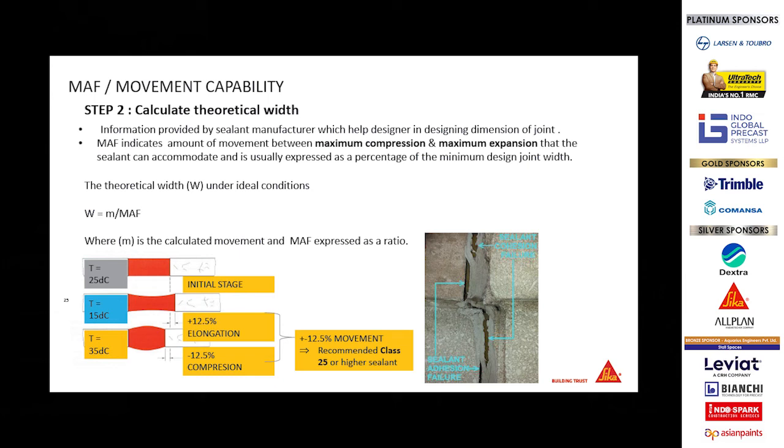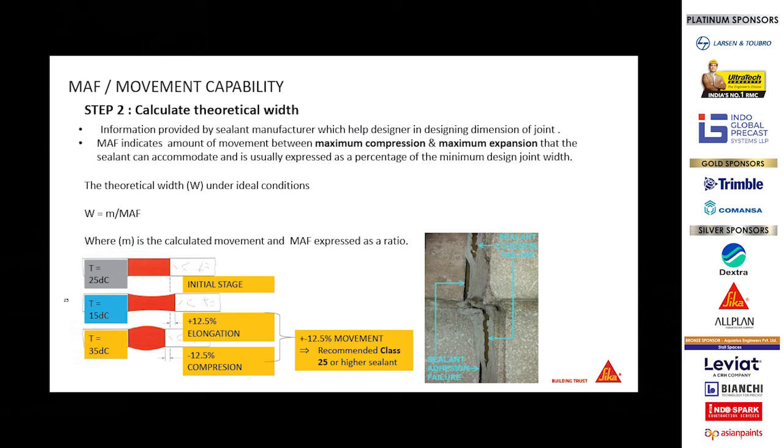This MAF is calculated in a lab where the sealant is subjected to temperatures ranging from -20 to +70 with different compression and expansion. There are 10 cycles. That test runs for 2 months. And this test doesn't happen in any lab in India. You require a nitrogen chamber to get those lower temperatures. And only when there is no cohesive and adhesive failure does the manufacturer declare that the sealant has that capability.